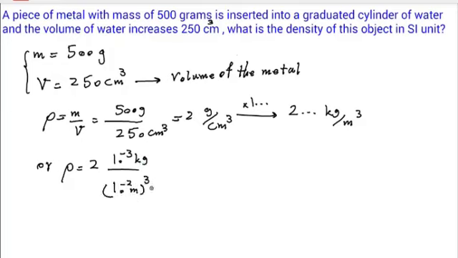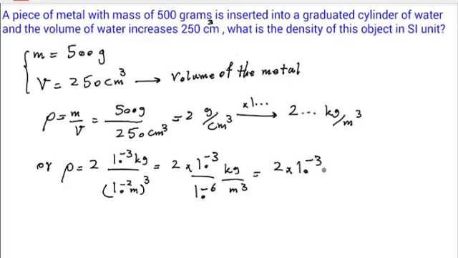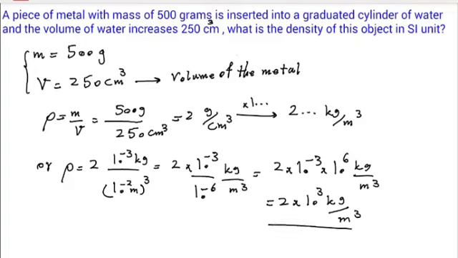So it's equal to 2 times 10 to the minus 3 over 10 to the minus 6 kilograms per meter cubed, which is equal to 2 times 10 to the minus 3 times 10 to the 6, because minus 6 comes to the top and the sign of this exponent changes, which is equal to 2 times 10 to the 3 kilograms per meter cubed. So the density of this metallic object in SI unit was 2000 kilograms per meter cubed. Now let's go to the next question.